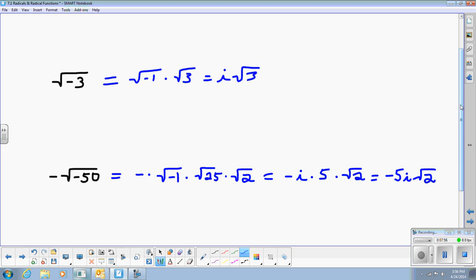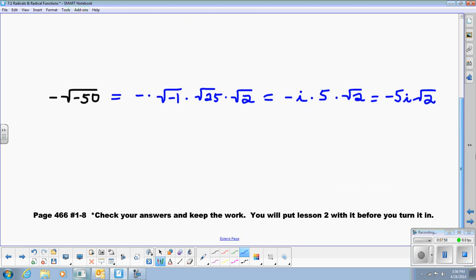I do want you to do some work with this before we go any further. Open your book to page 466 and do problems 1 through 8. Please check your answers and keep the work. You're going to put lesson 2 with this work before you turn it in. So give that a shot, and then I'll help you if you need help. Be sure to check your answers. So now it's 1 through 8, so there's even numbers. You're going to have to use my textbook to check your answers. All right, let her rip.